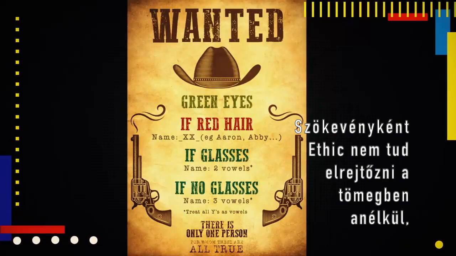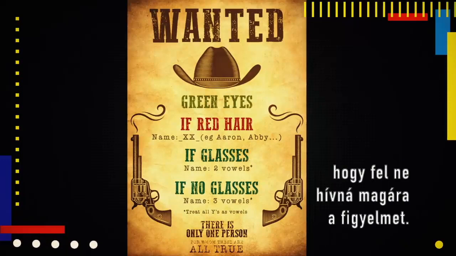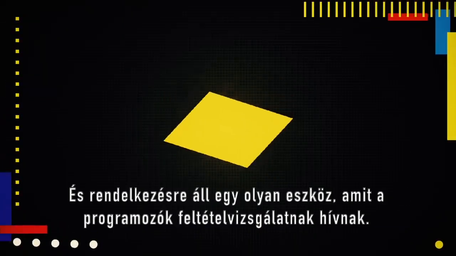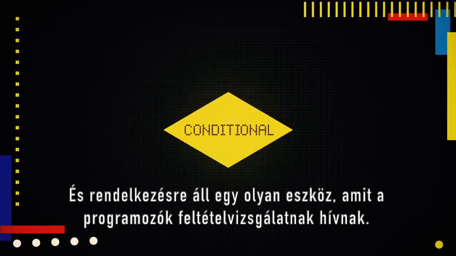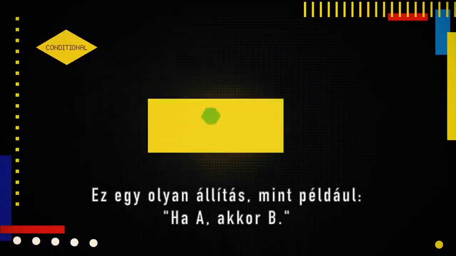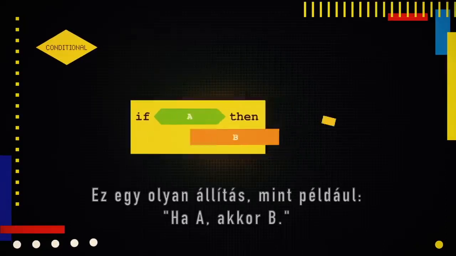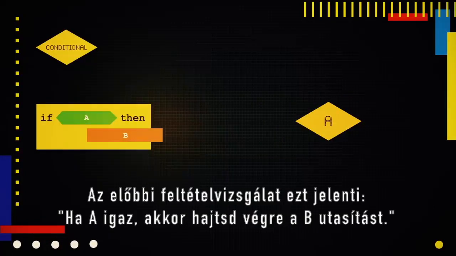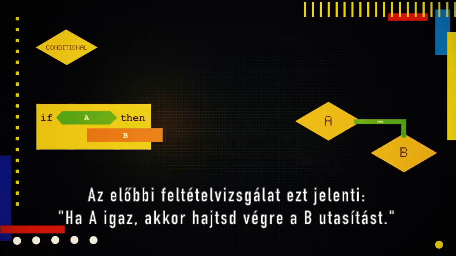As a fugitive, Ethic can't sneak into the crowd without drawing attention to herself, but she can give instructions to Hedge. And one tool she has is what programmers call a conditional. That's a statement of the form if A, then B. Flowcharts are great illustrations of how those work. This conditional translates to, if A is true, carry out instruction B.